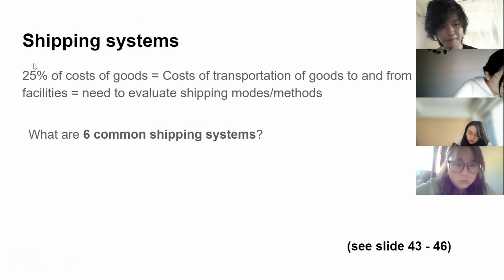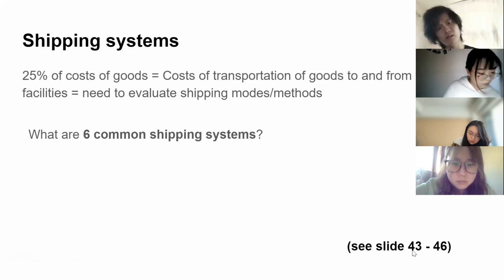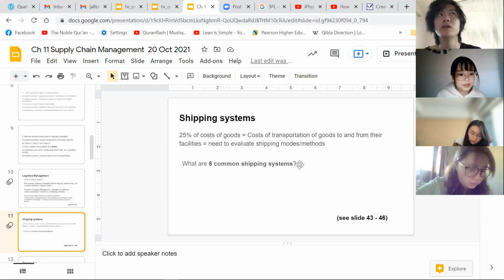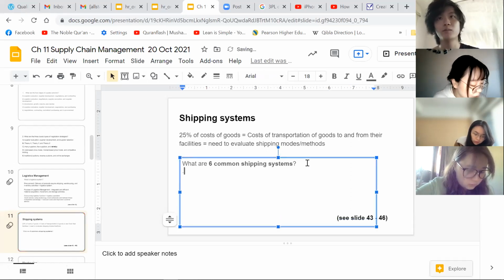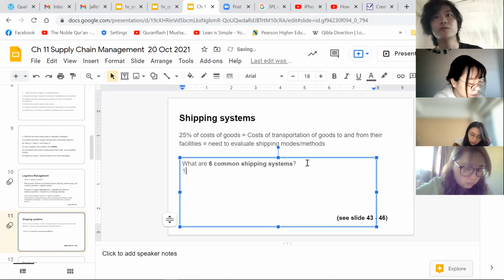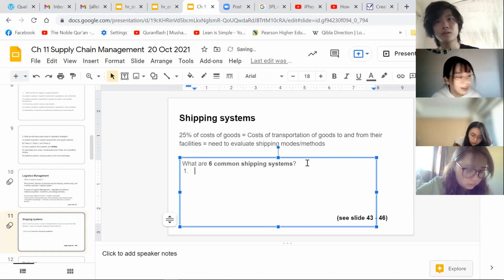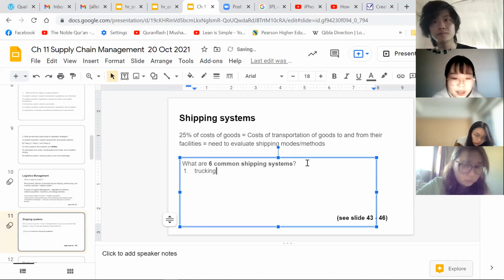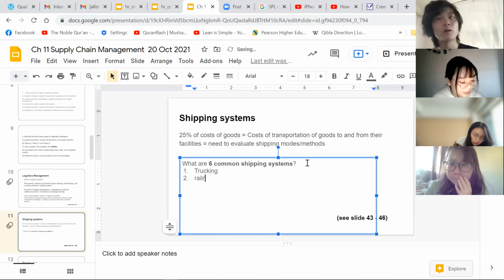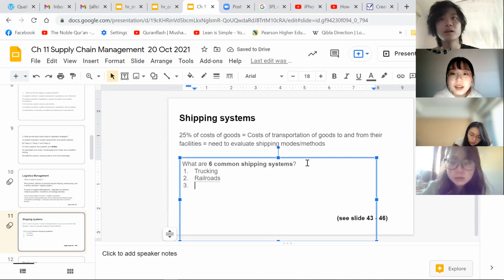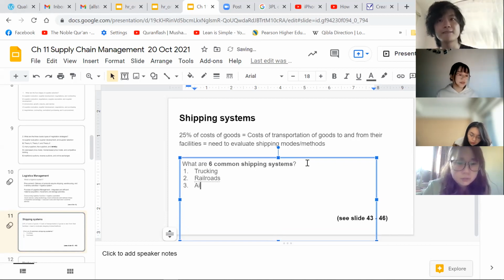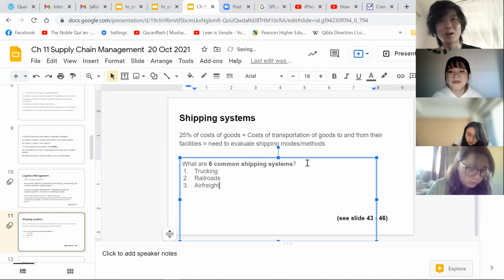So what are they? See slides 43 to 46. They're trucking, railroads, air freight. Okay, slowly. Number 1, trucking. Railroads. And air freight. Okay, the pronunciation is air freight.